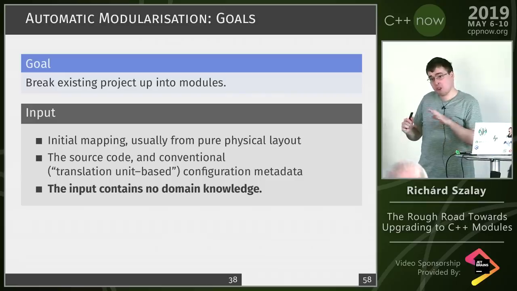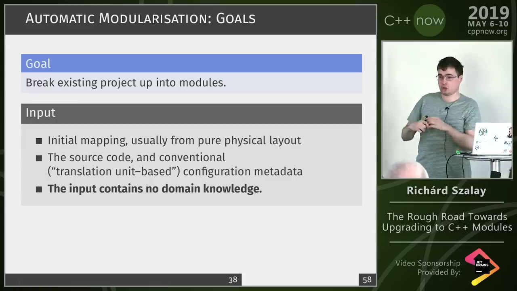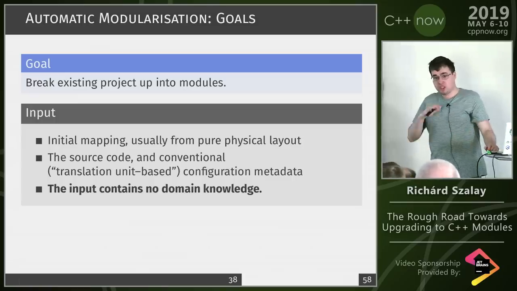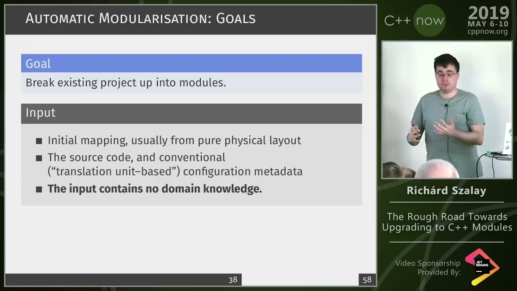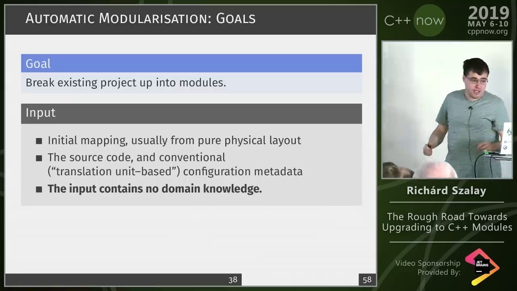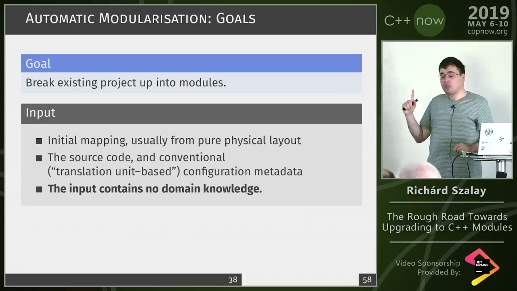I have some initial mapping. I trust the developers: if you put your file into src/whatever, then it should belong into the whatever module. This is easy to generate, it's just a shell script. Of course, it's not a sensible module, but it's an initial input. But I know nothing about what your project does.